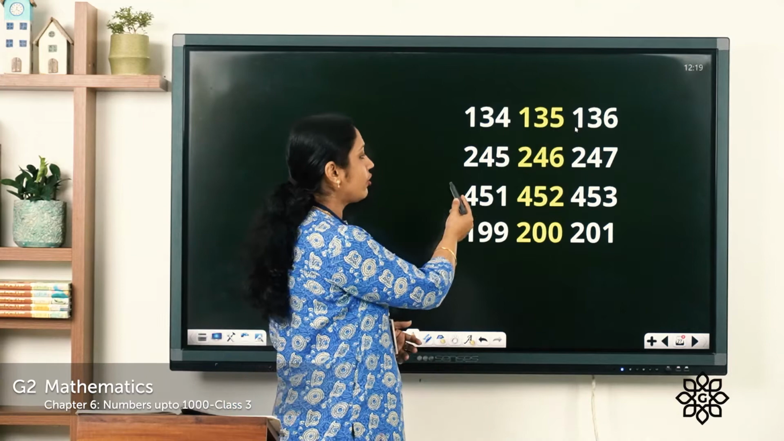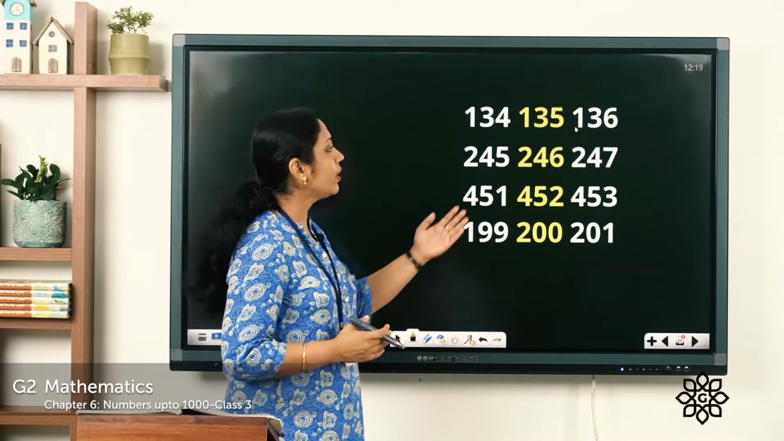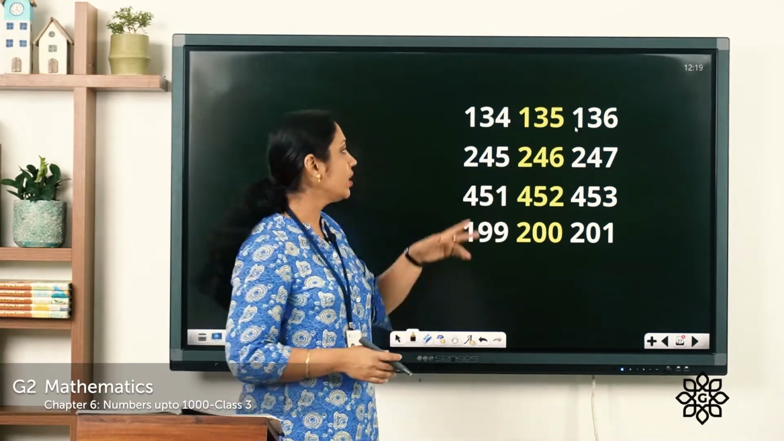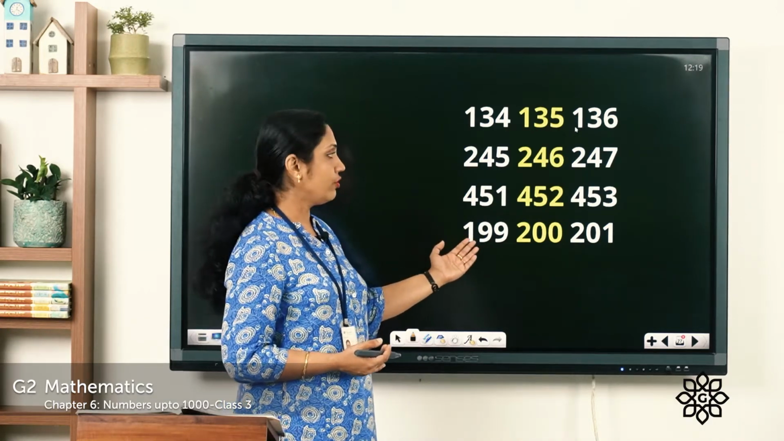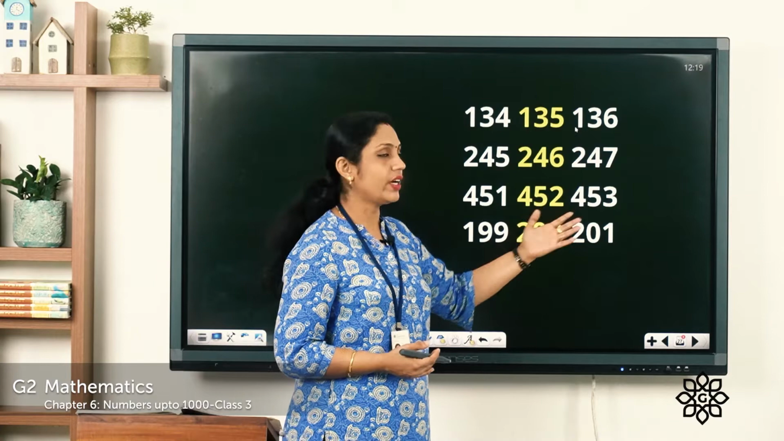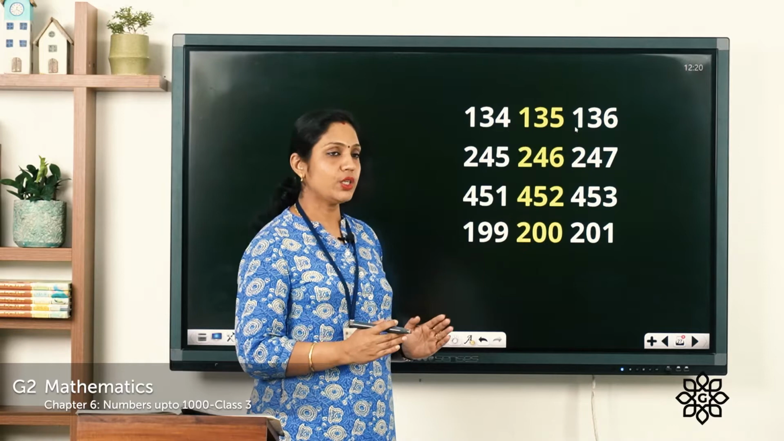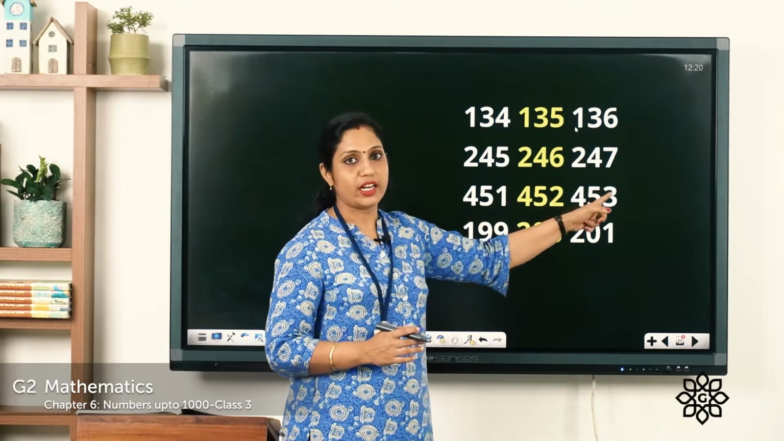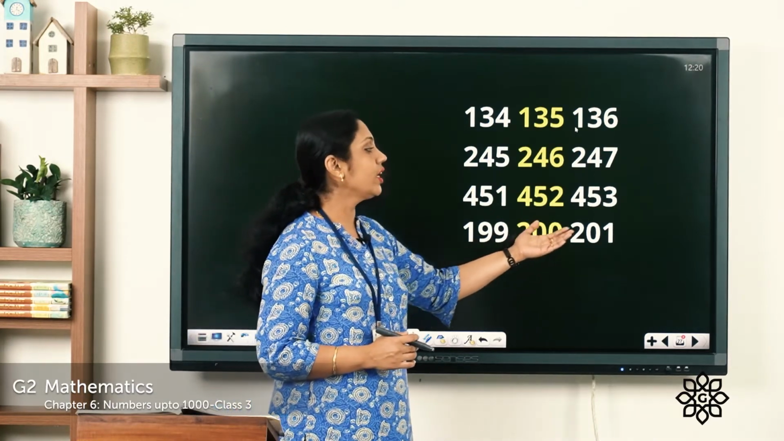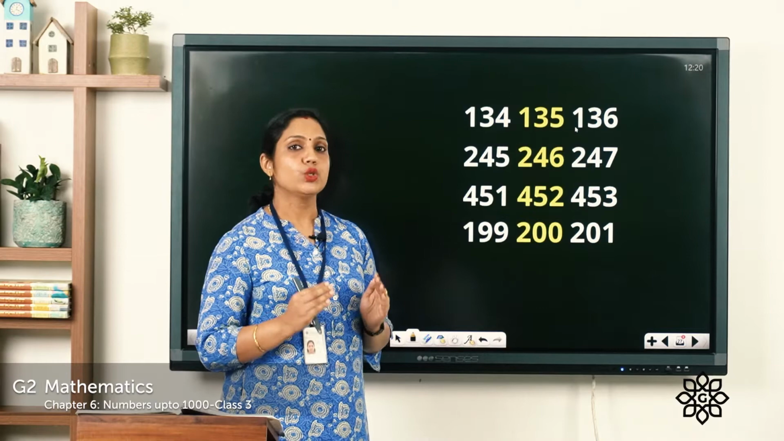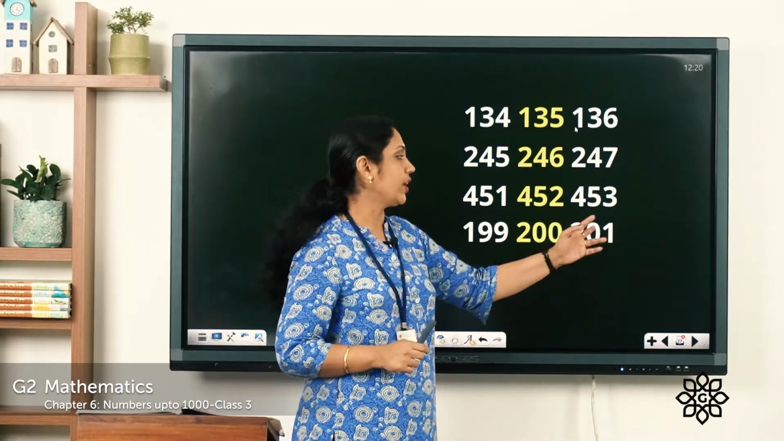In the numbers 245, 246, 247, which number comes in between? The number 246 is in between 245 and 247. The numbers 451, 452 and 453. Here we can say that the number 452 comes in between 451 and 453. And also we have 199, 200, 201. In this, 200 comes in between. It comes in between 199 and 201.